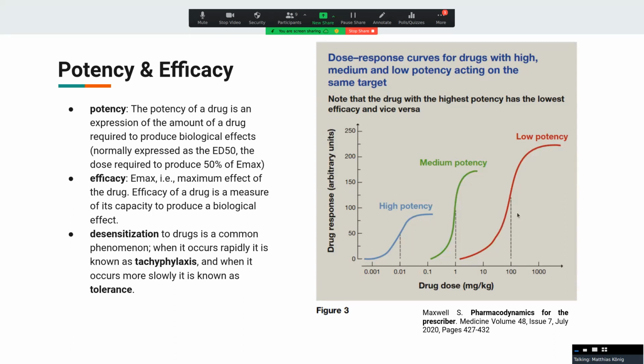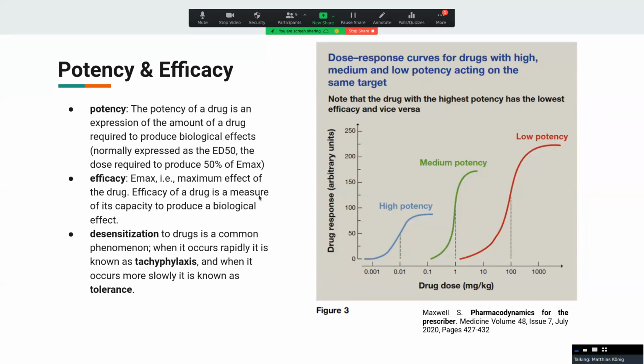But here it could be two alternatives, ACE inhibitors, I don't know, lisinopril and ramipril, and they just have different potency, a bit different half maximal dose response curves or concentrations for the half maximum effect. And then you have different potency of the drugs to show the same biological effect. The second concept is efficacy. This is basically the maximum effect of the drug, and that means how high these dose response curves are going.